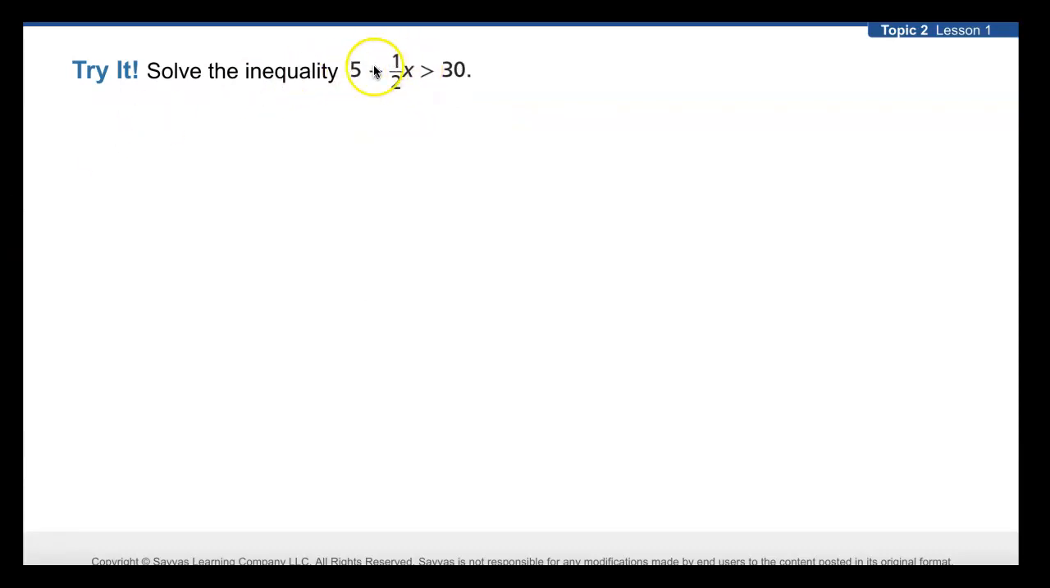Here is a problem for you to try. We have x multiplying the negative 1/2 and then adding 5. This is adding 5 because it's positive. How do you undo that?